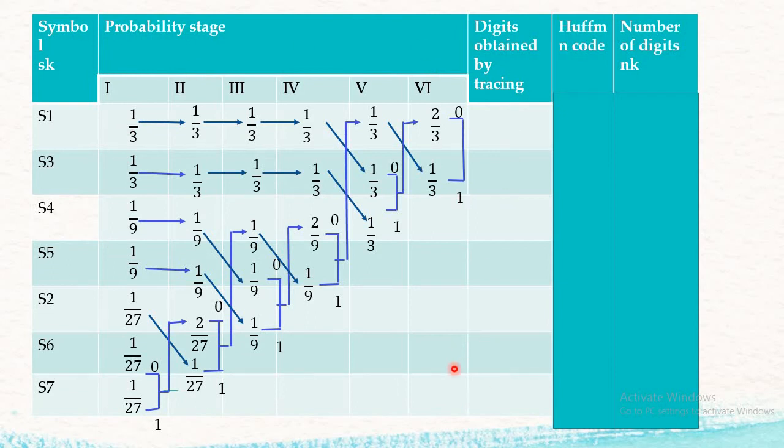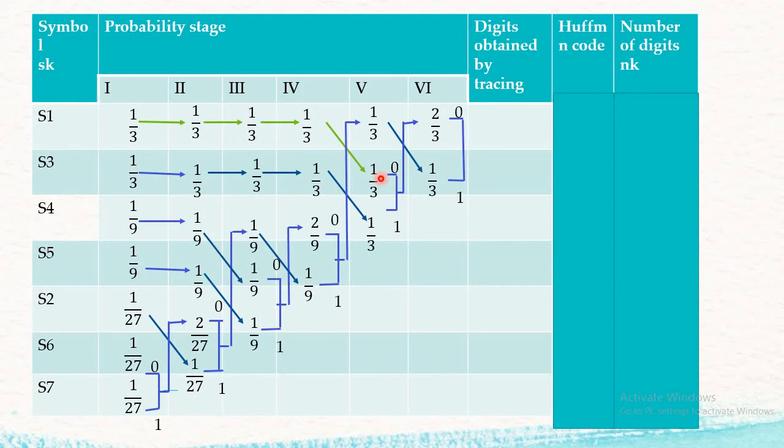Once you are done with this, our second task is tracing. So how to do the tracing? For tracing, we start from the first probability stage. This one is your S1. What is going to be the Huffman code for S1? We begin with S1. Your first value is 1 by 3. After 1 by 3, it will go to the second 1 by 3. You just follow the path. From the first 1 by 3, it will go to the third, then to the fourth. After this position, there is a change in the path, so it will move in this fashion.